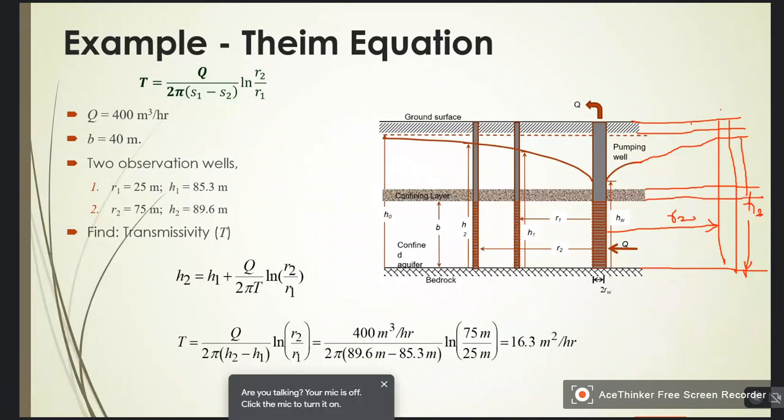See, you can also have your pumping well on this side. It is not that both are on the same side. It doesn't matter whether it is this side or this side. It doesn't matter. Do you understand this point? Yes, sir.